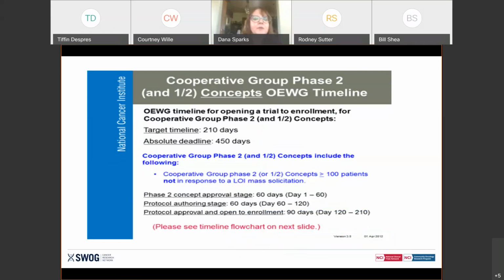These next two slides really go into the timelines that the NCI has set out, and we do try to shoot for as much as we can for hitting those target timelines rather than the absolute deadlines. The NCI does reserve the right to withdraw their support for a study if we take too long in the protocol development process. Next slide.